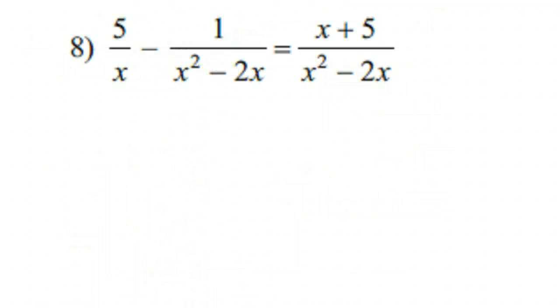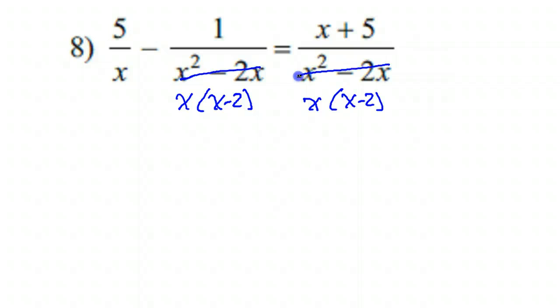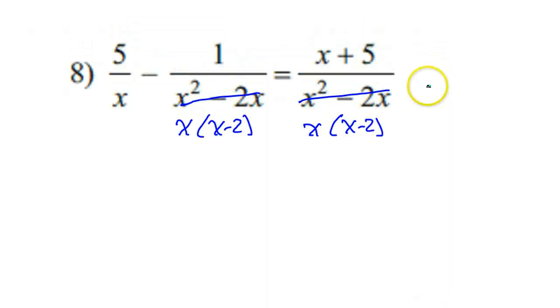All right, we've got a little bit of factoring to do. GCF, x minus 2, x minus 2. Okay, so these have now been replaced. So, I see only two different factors, x and x minus 2. So that's what I'm going to multiply by.